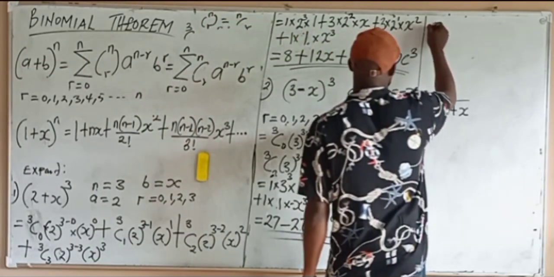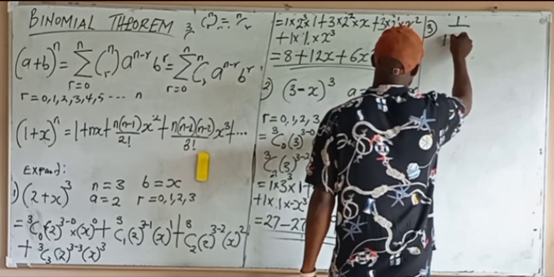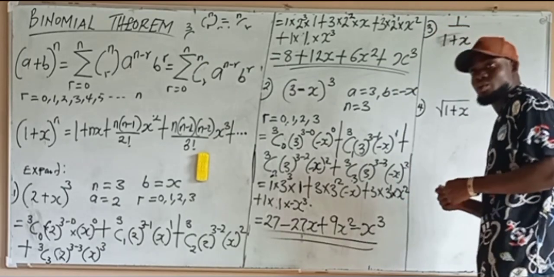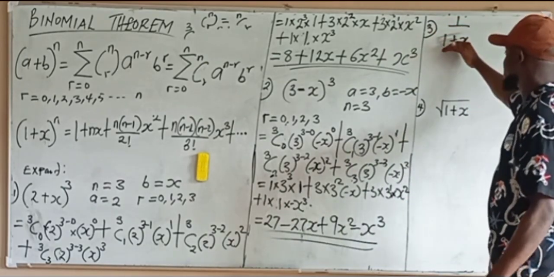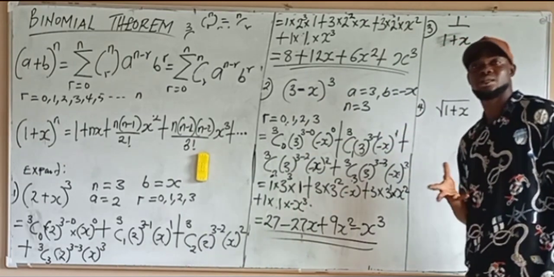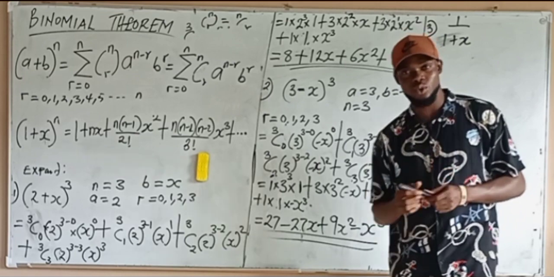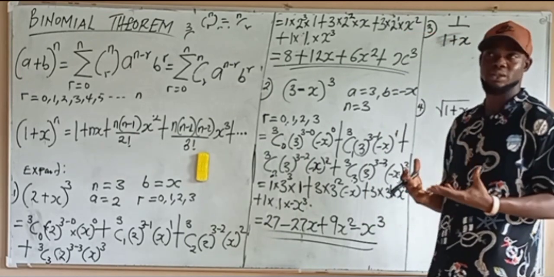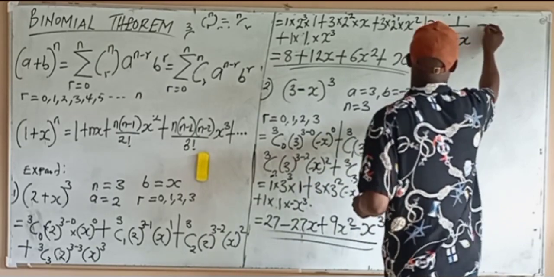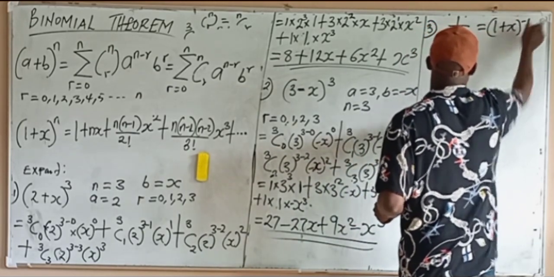Remember, the third question was 1 over 1 plus x. So how will we expand this? Before we expand this, I'm going to transform it such that the expression will have the power. So we have to write this as 1 plus x raised power minus 1.